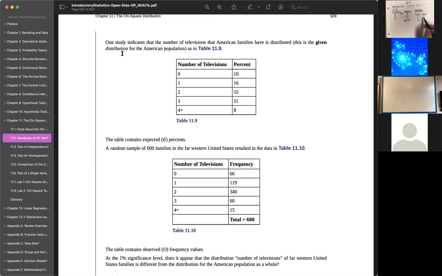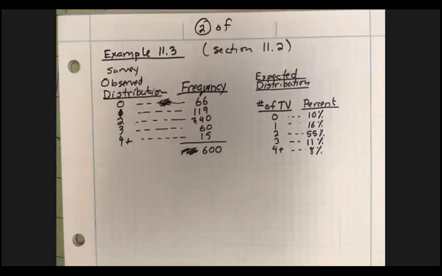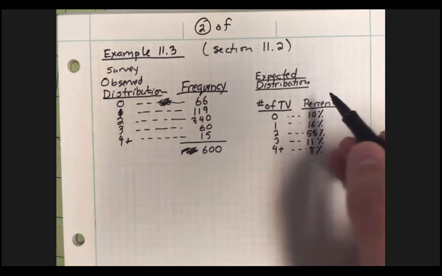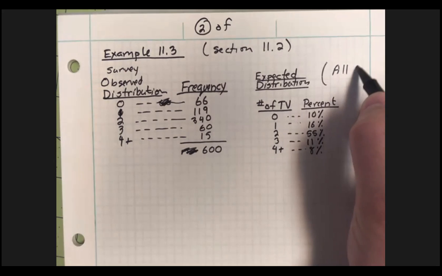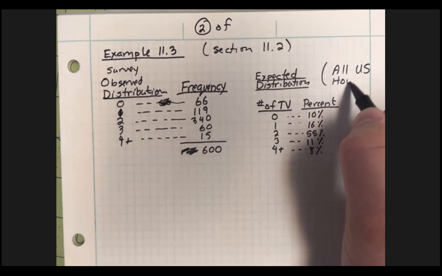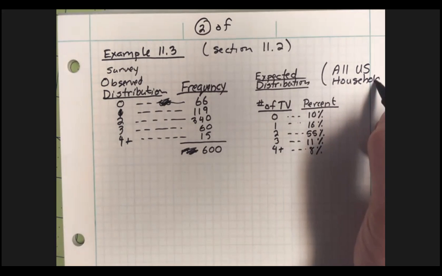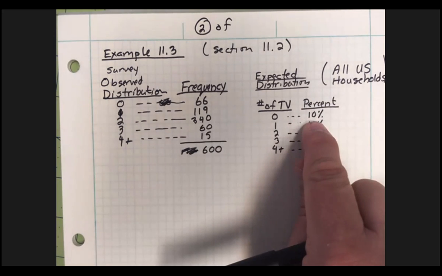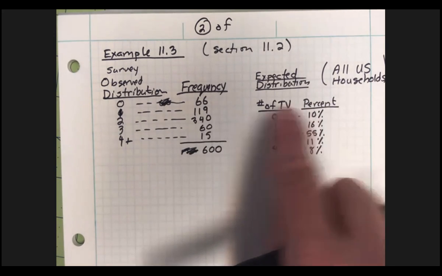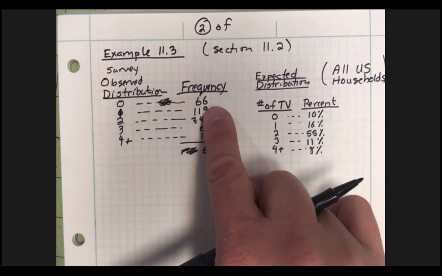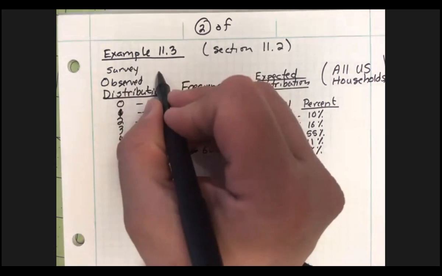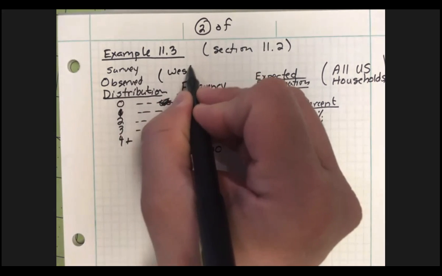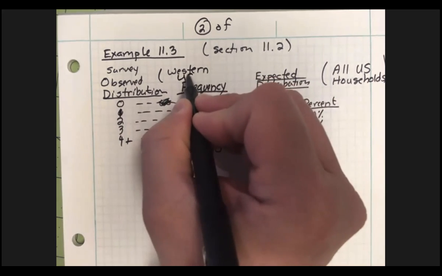Now, how does that compare to, now I'm going to go back to my paper. How does that compare to what I expected of all US households? Well, my first problem is I'm comparing apples and oranges. Here's percentages for all US households. Here's frequencies for 600 households in the Western United States.